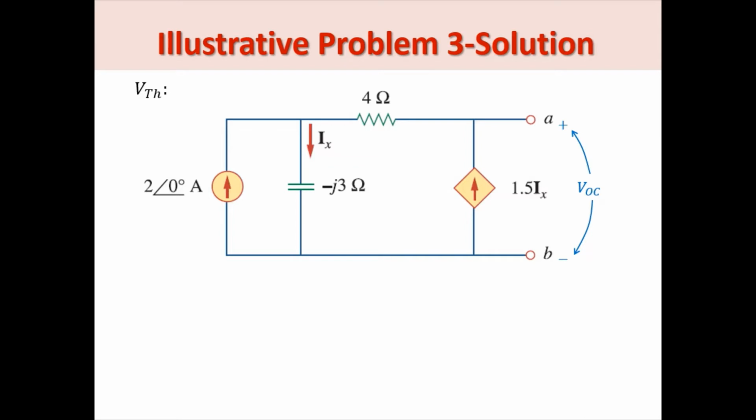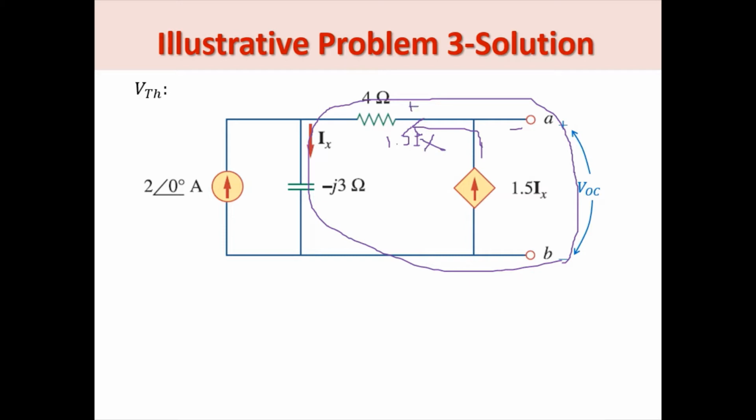So what we could do is perform a KVL around this loop that involves VOC. Now, take note that in order to do that, we need to know the current that flows through the 4 ohms. Notice that there's a current here that is 1.5 IX, and since it's an open circuit, that current will simply flow in this direction. So this is also 1.5 IX.